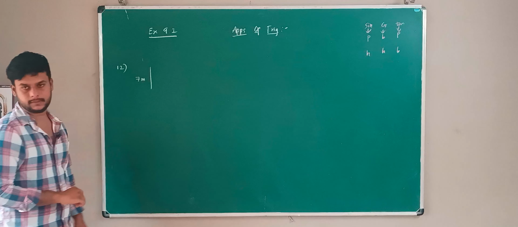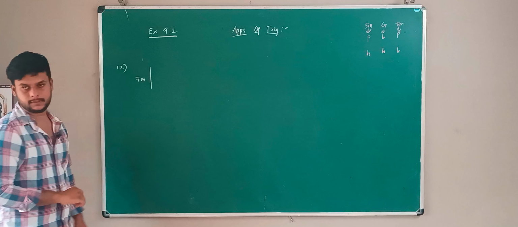Which should I use? Tan. I should again use tan, okay? So tan has both P and B. Tan 45 is equal to what? What is P by B? P is AB. AB by BC. Understood, or do you know what I am doing? Okay, how much is tan 45?